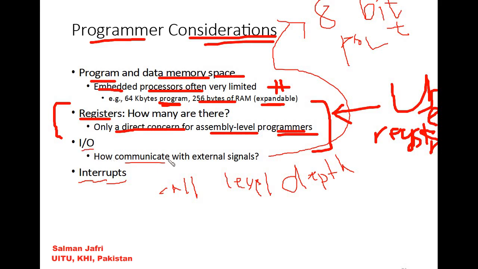Input, output, IO ports: how to communicate with external signals. That comes under the category of ports. Every embedded system has ports that can be accessed, that might be 8-bit ports, 16-bit ports, and so on.